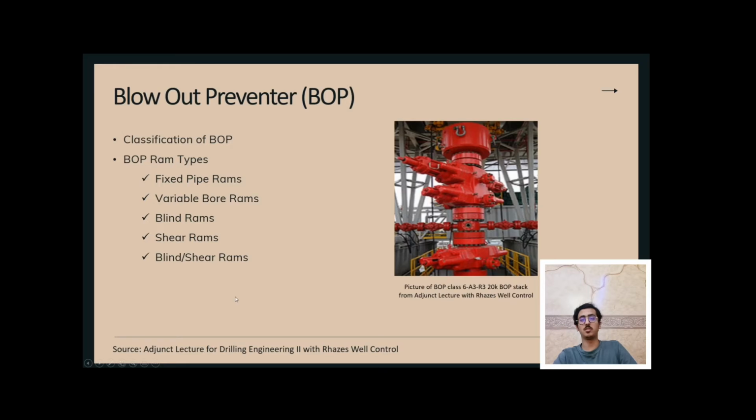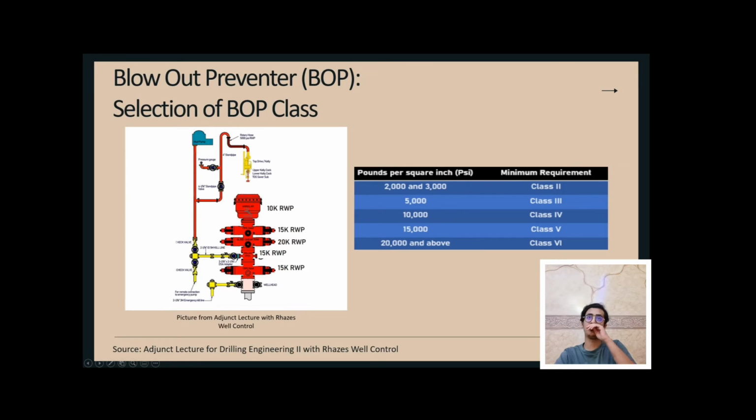So, moving on to the second slide. Have a look at this table first, down on the right side. The class of BOP is chosen based on the provided rated working pressure. When the provided condition requires a BOP with, let's say, 15,000 rated working pressure, then the selected BOP would be class 5. And let's say the condition requires a BOP with 2,000 to 3,000 rated working pressure, then the class will be 2, and so on.